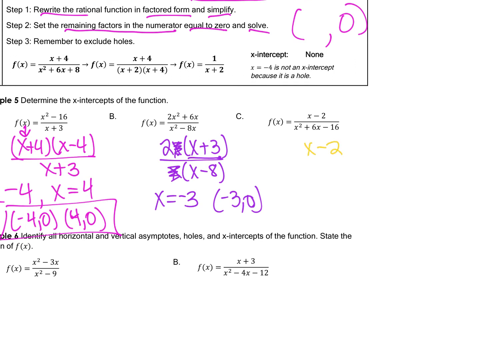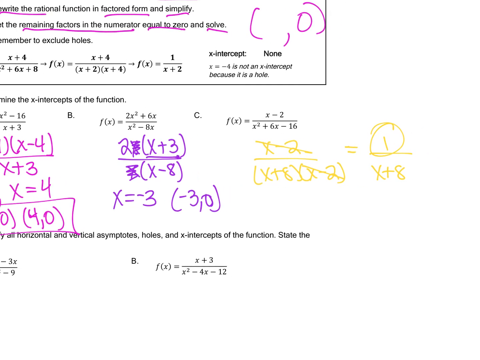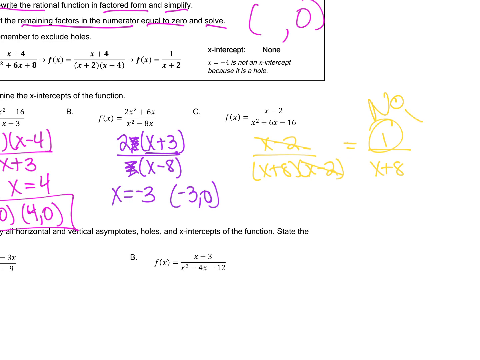For C, we have x minus 2, and the denominator factors to x plus 8, x minus 2. Remember those cancel out, so I'm left with a 1 on top and then x plus 8. Anytime I'm looking at the numerator to find the x-intercept, notice there's no variable. If there's no variable or no x, then there's no x-intercept, because we can't set 1 equal to 0 and solve for x. So anytime the numerator does not have a variable x, we know there are no x-intercepts, which means your graph will not cross the x-axis.